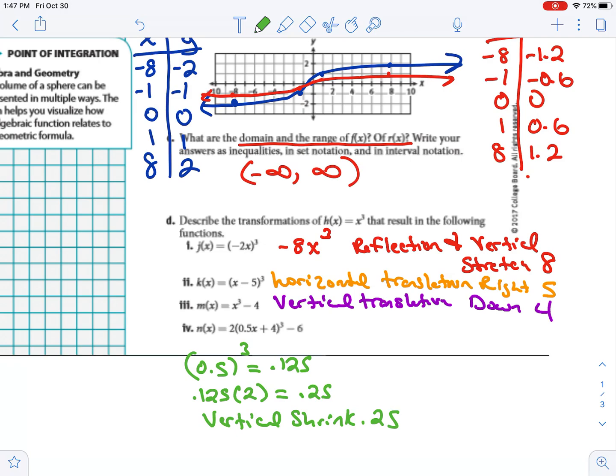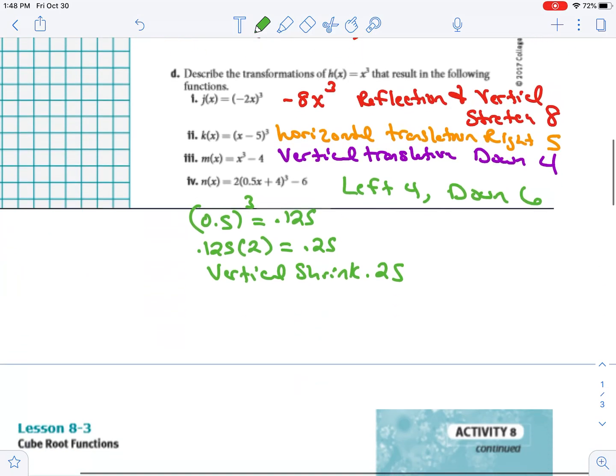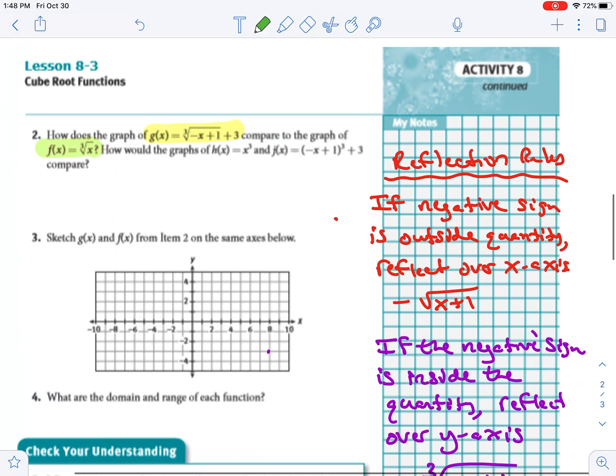Now we also have a +4 in the parentheses, so we're going to be going left 4 and down 6. That'll be our horizontal and our vertical translation. So on the next page, we're going to practice that with a couple of graphs.